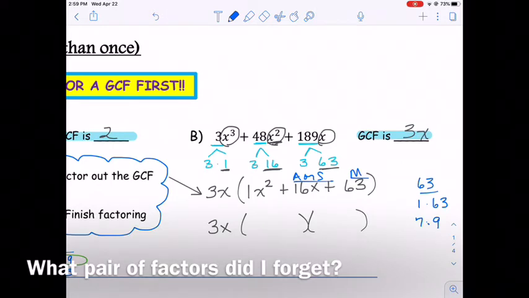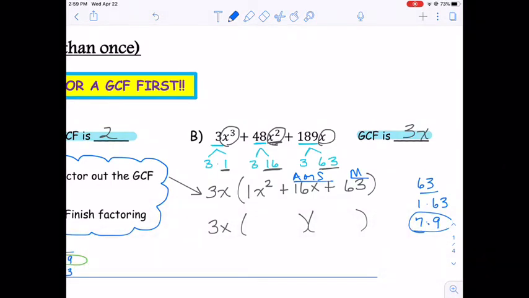7 times 9 adds up to 16. So I'm going to use the 7 and the 9. I'm going to need an x and an x for my first terms. Now I just need to decide on my signs.